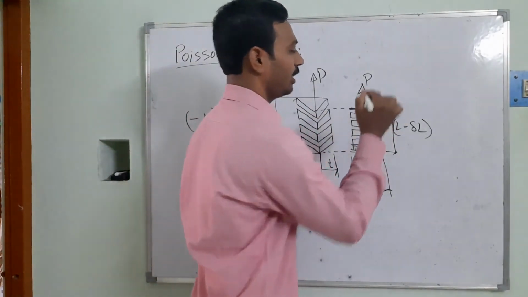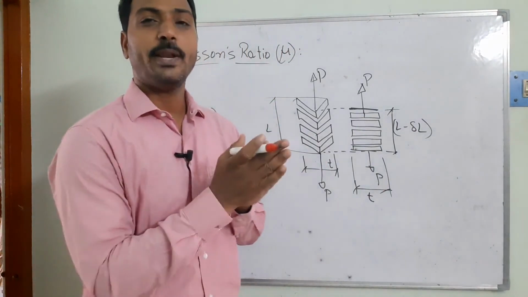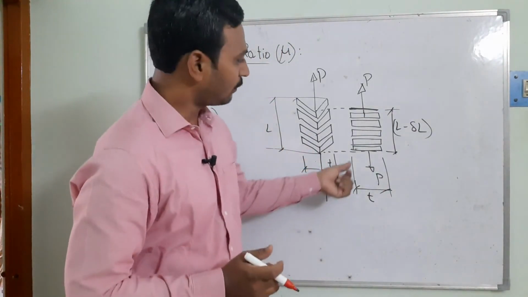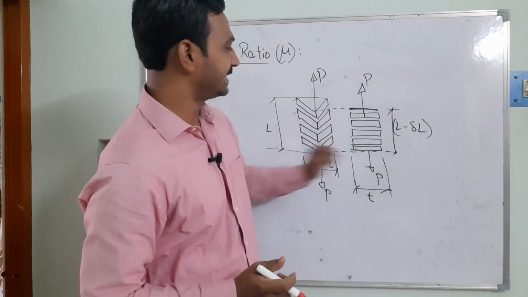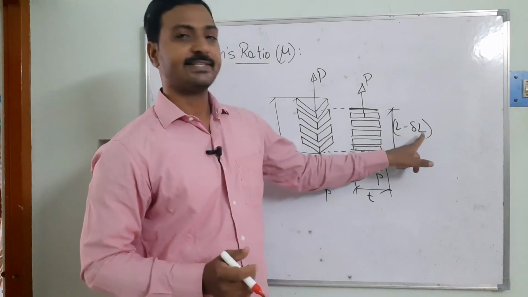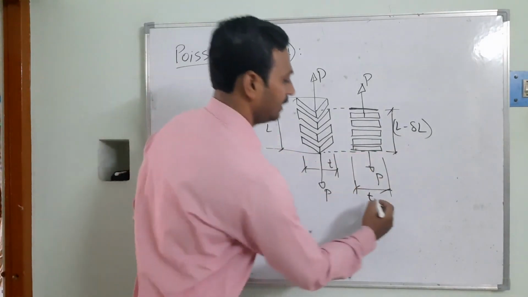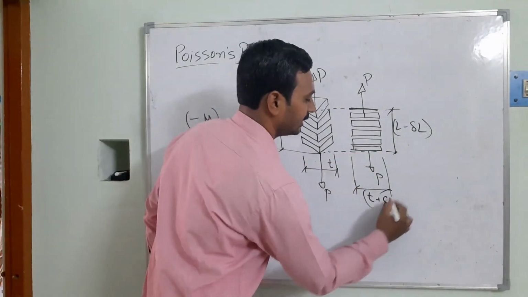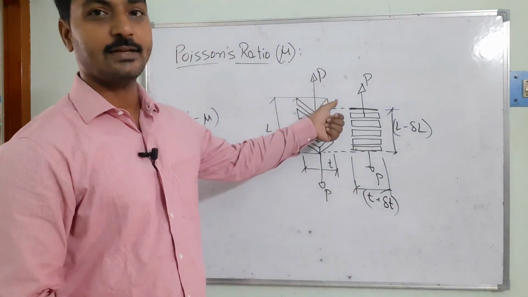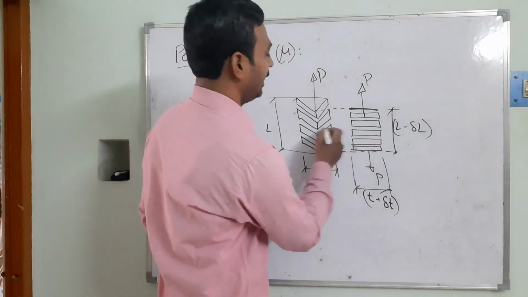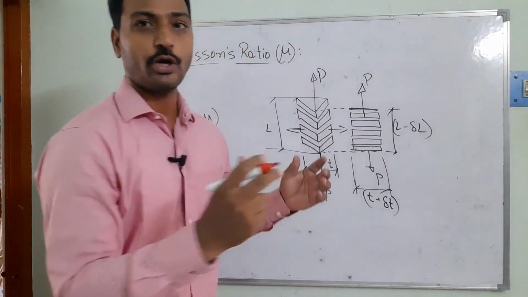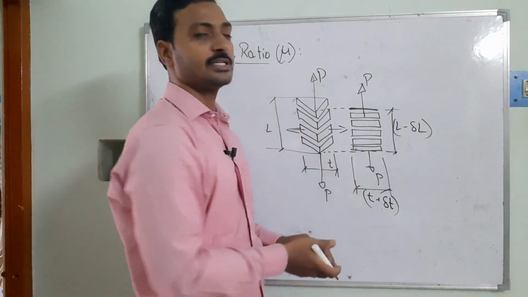Then automatically restrictions are created. Suppose there is an opening of the walls and closing of the walls, these devices are quite helpful. Here the length decreases, so L becomes L minus del L. But in this case the thickness increases, T plus del T. So the load is acting in this direction, but the dimensions are increasing in the transverse direction. In the same direction the dimensions decrease.